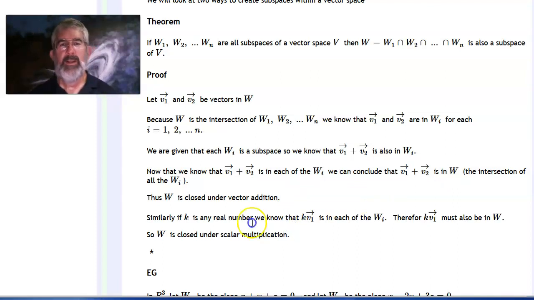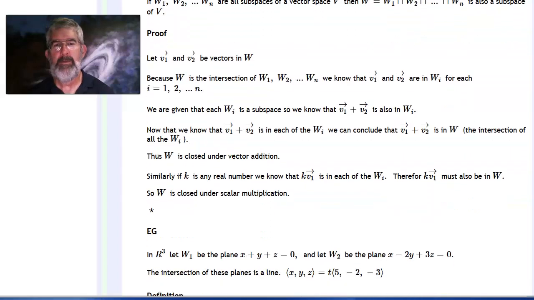In a similar way, let k be any real number and look at kV1. Because V1 is in W, V1 is in each of the Wi's, so kV1 also has to be in each one of the Wi's, because the Wi's are subspaces and hence closed under scalar multiplication. Then kV1 must be in W because it's in each one of those, and hence it's in the intersection of all of them. So it's closed under scalar multiplication, and we have a proof that it's a subspace.